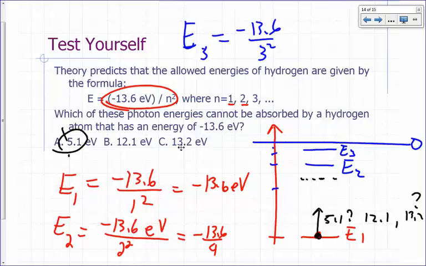Okay, 12.1 and 13.2 must take it to where? You can figure that out. It's probably going to take it to E2 or E3. If there's only one correct answer here, then the other two must take it to some allowed level. Whether that level is actually allowed again depends on the selection rule. And it turns out it is.